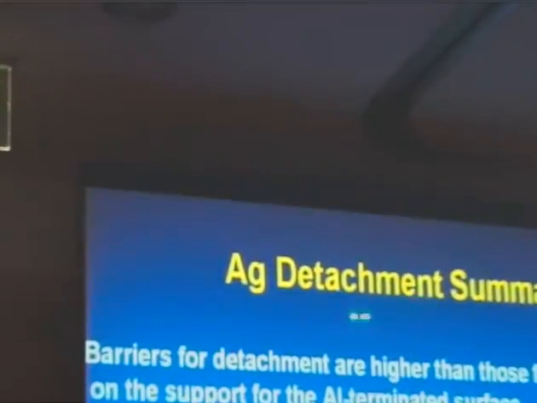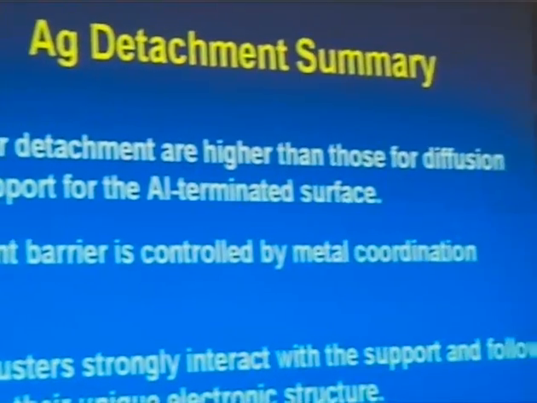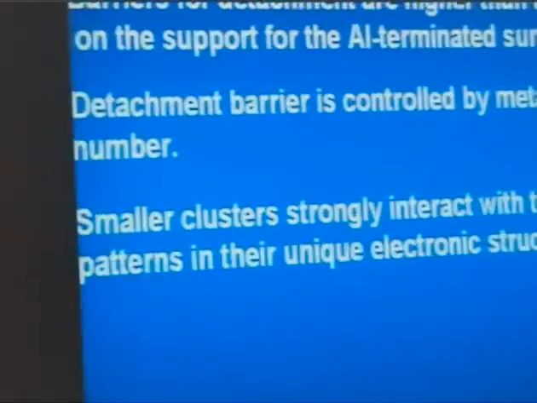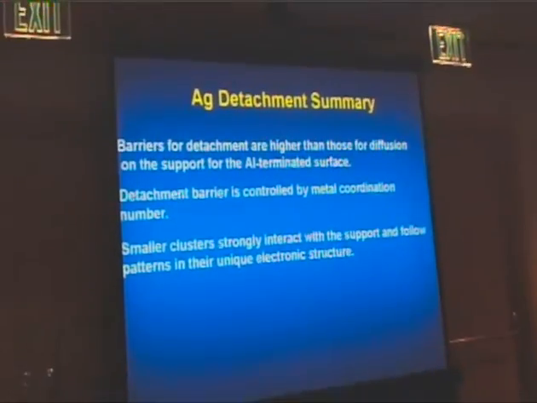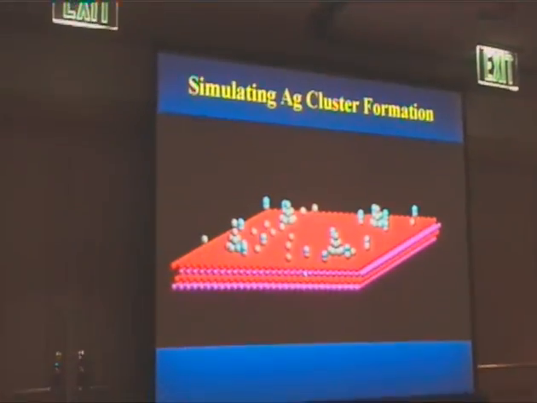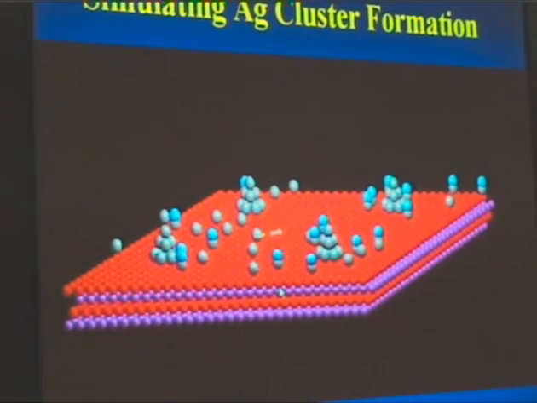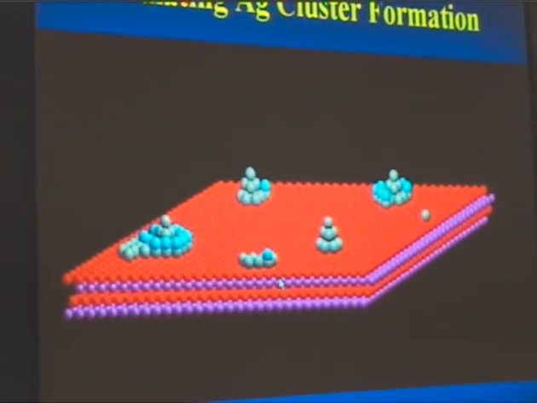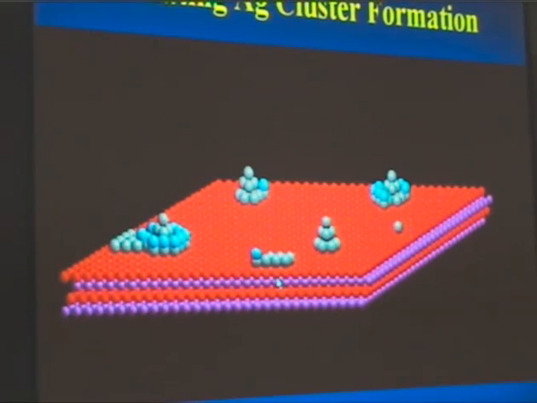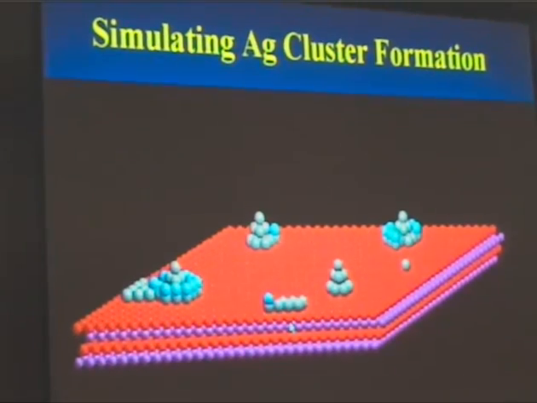So a summary from the detachment: the barriers for detachment are high for diffusion on the support. For the alumina terminated surfaces, the detachment tends to be controlled by the metal atom coordination number, and smaller clusters strongly interact with the support in these surfaces. And this can be explained by the electronic structure of those clusters. So we're taking this information now, and we've developed rules by which we can now deposit particles on surfaces and begin to look at, this is an oxide surface, ultimately diffusion, if we start with the sequence of different metal particles in terms of how they would likely coalesce and form larger particles, and determine the kinetics for these ultimately from the first principle calculations that we've developed. And so that's where we're going in the future with some of this work.